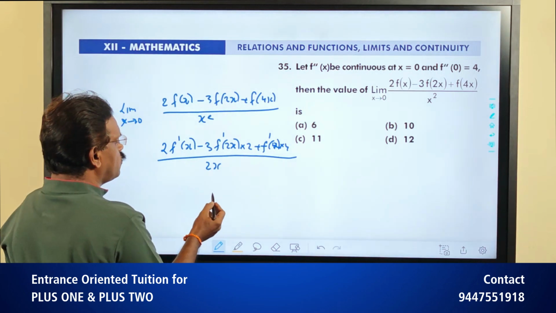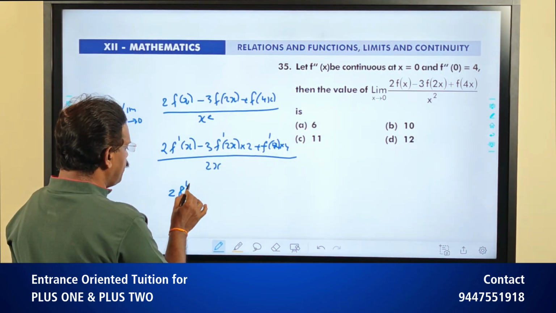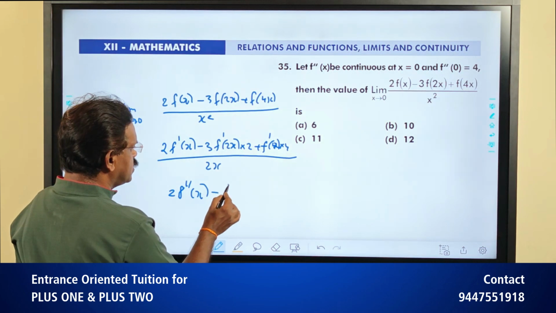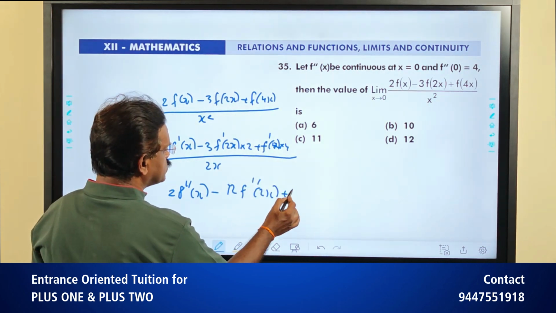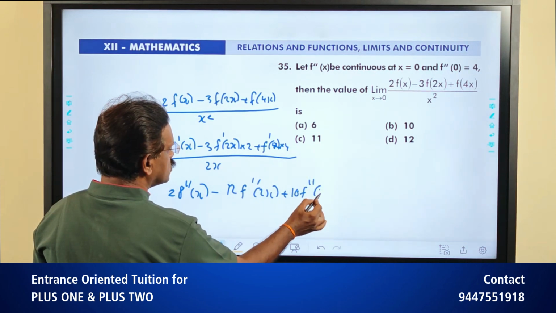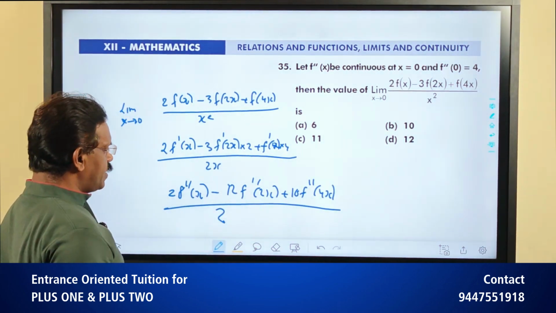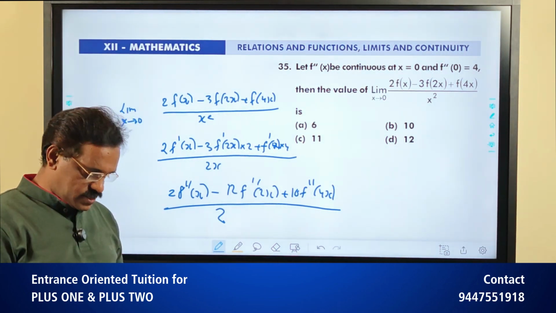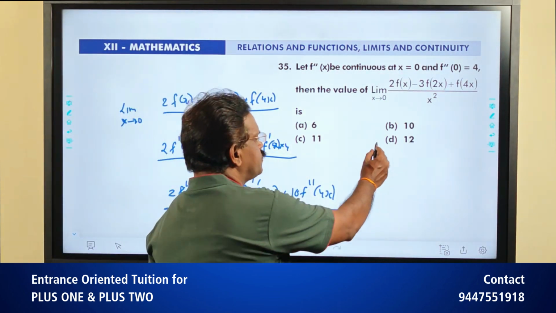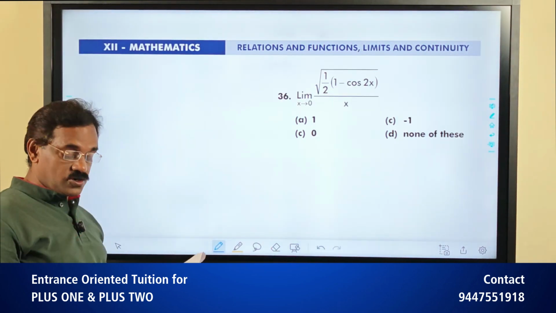Again 0 by 0 form exists. We have to continue again with the L'Hopital rule. (2f''(x) - 12f''(2x) + 16f''(4x)) whole divided by 2. Now replace x by 0. f''(0) has the value that they have given. You will get the answer directly, which is going to be equal to choice 12. Please try this question. You will get the answer. Very simple only. Please make a note on this question.